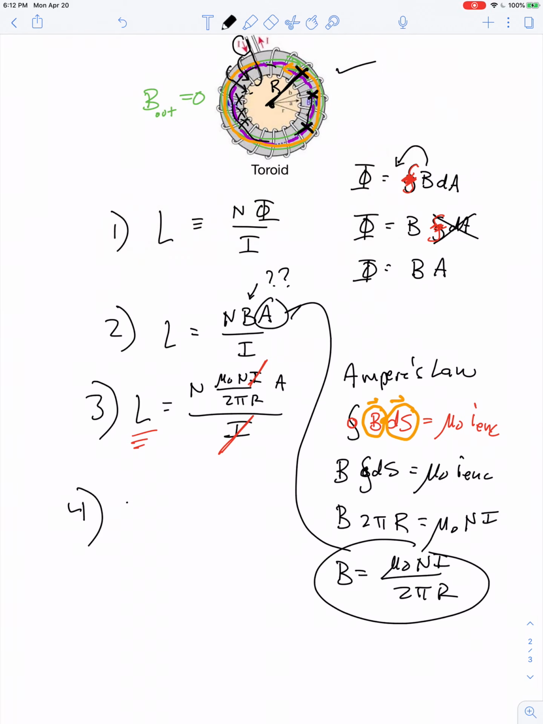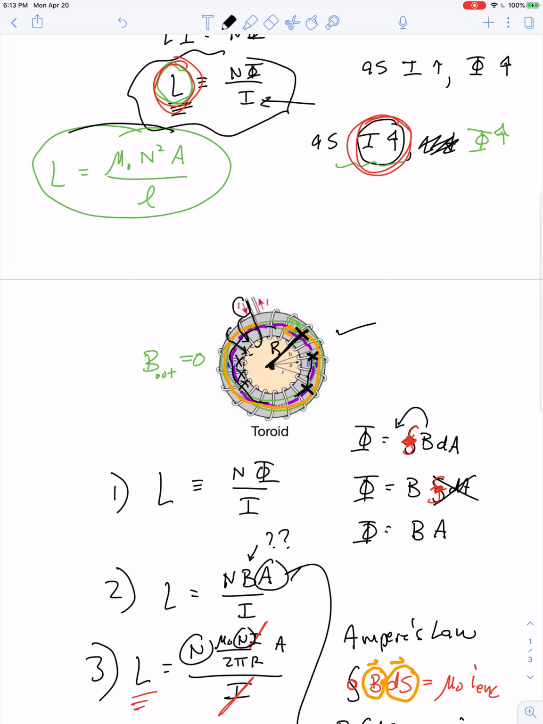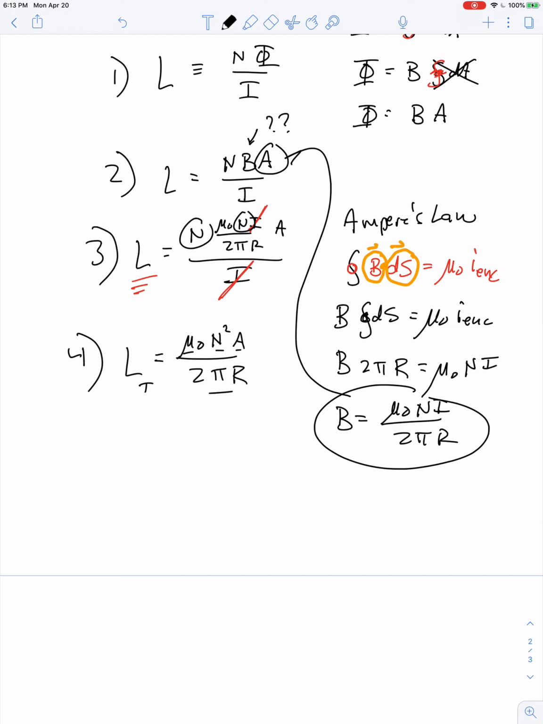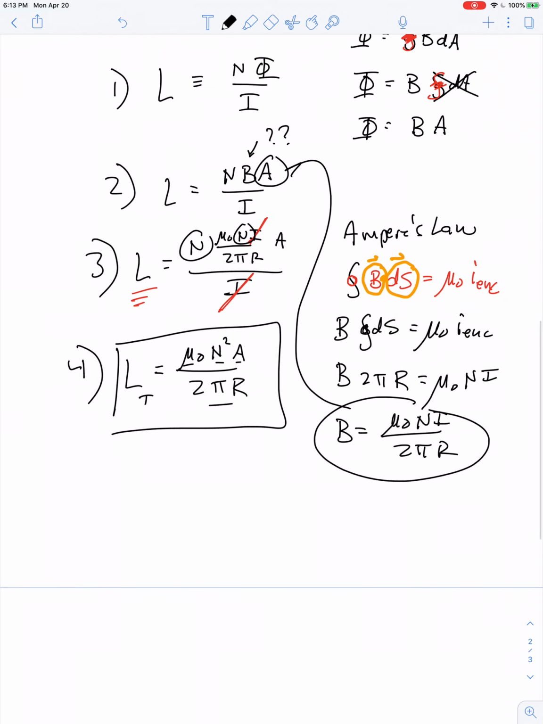So let's simplify a little bit. The inductance of the toroid, let's see, there's an N and another N, so we'll call it N squared. So it looks like it's mu naught N squared A divided by 2 pi R. Well, that's pretty much the same thing as we had for the solenoid. We'll call that L subscript s, inductance of a solenoid. Mu naught N squared A over L. Here we have mu naught N squared A over 2 pi R. Okay, so now we have two equations for inductance. Inductance of a solenoid and inductance of a toroid.